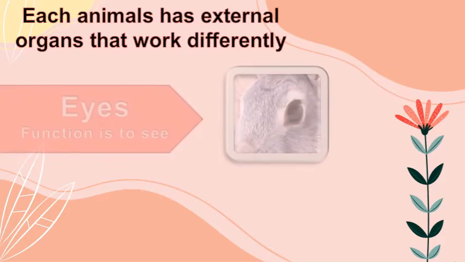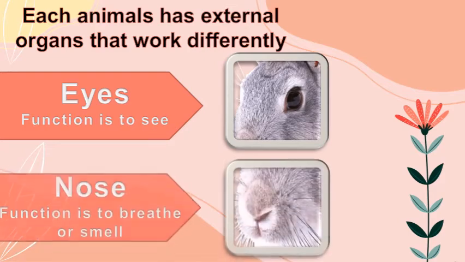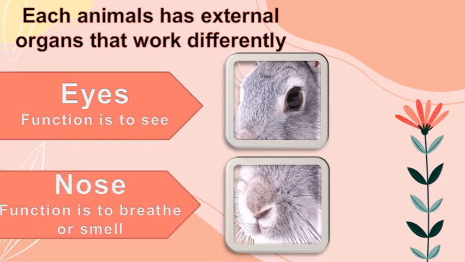Eyes. The function of the eyes is to see. We can see beautiful surroundings if we're using our eyes. Nose. The function of the nose is to breathe or smell. For example, the rabbit can smell food using its nose.